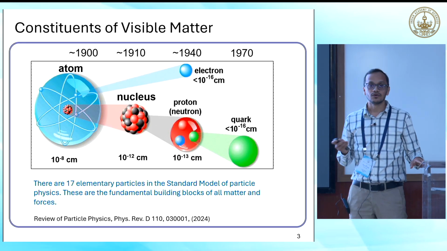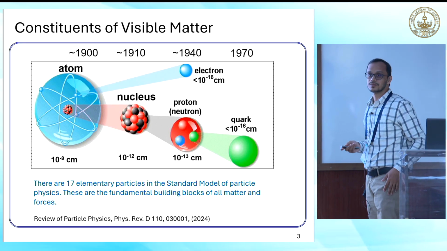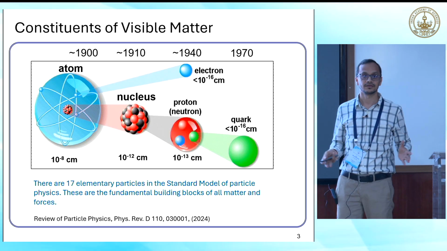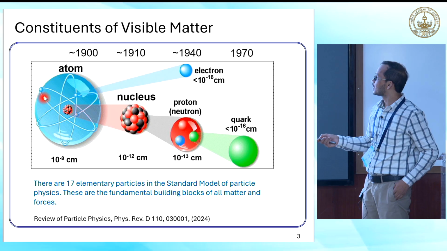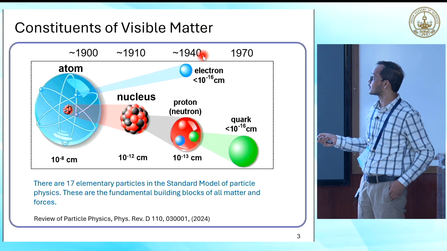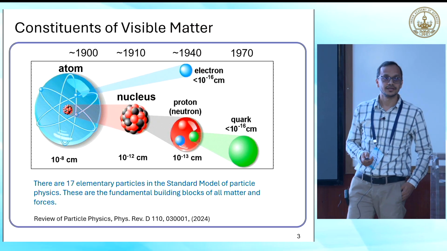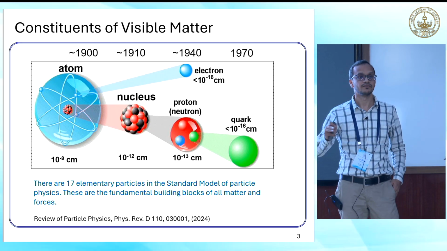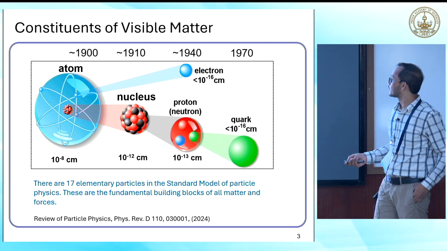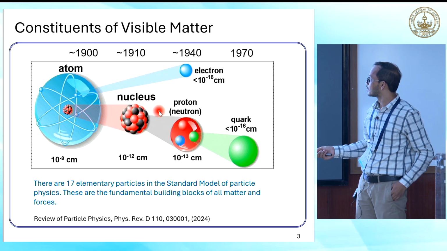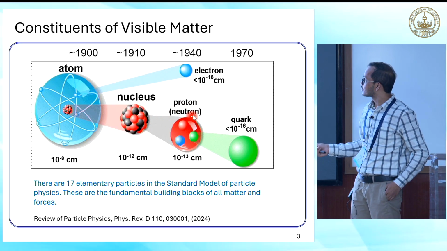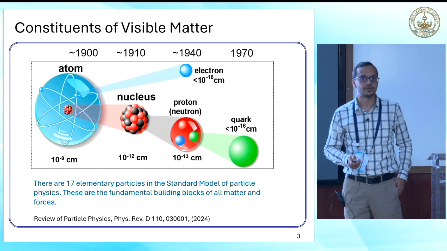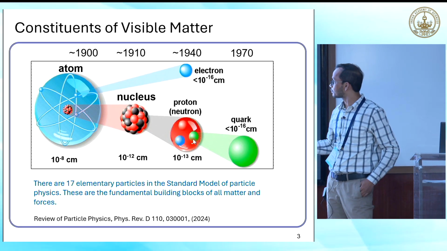As you all know, the visible matter is made up of atoms. Everything in this room is made up of atoms. And an atom is further made of a nucleus and electrons. Electrons are truly fundamental particles. You cannot divide them further. However, the nucleus is made up of protons and neutrons. And the neutrons and protons are also not fundamental particles. They are also made up of quarks.